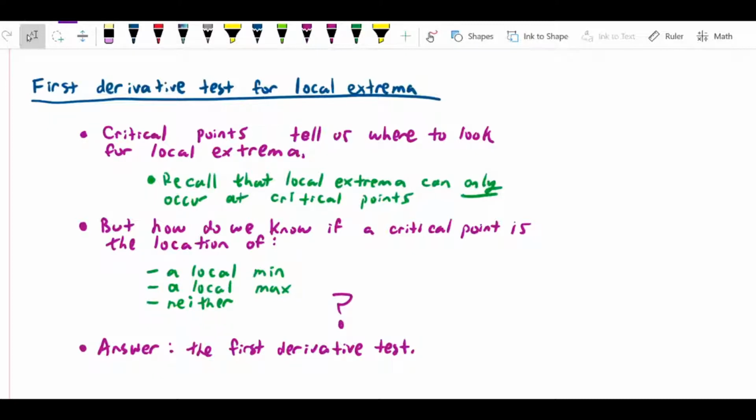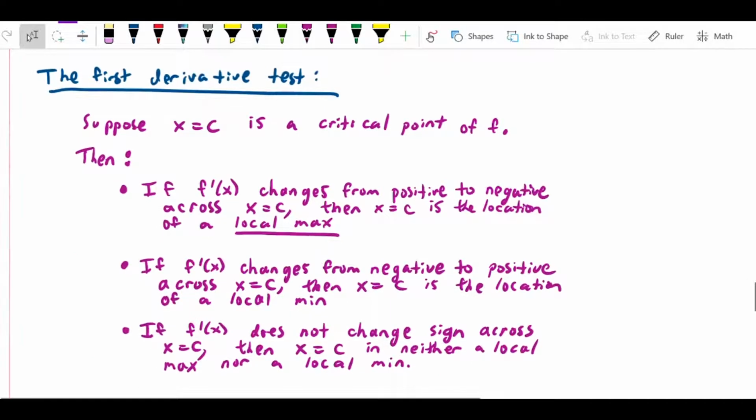The problem is that that process didn't really give us a way to tell just from looking at the point whether it was a local min or a local max, or possibly neither, which was also an option. So the question is, how do we know that? The first derivative test will tell us whether something is a local min or local max or neither. So here's the first derivative test.